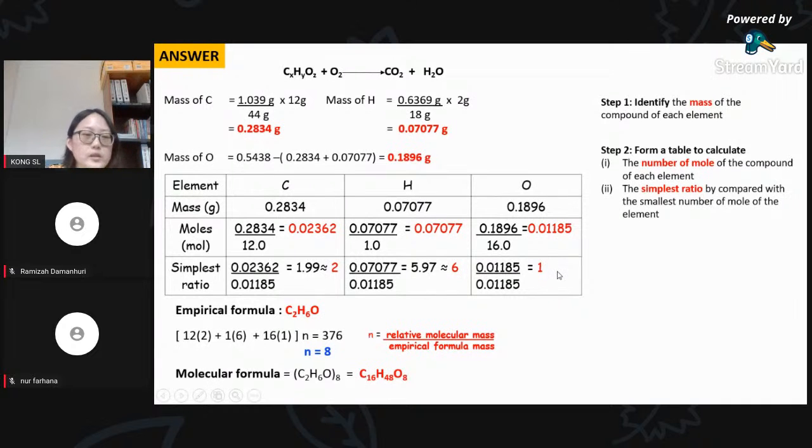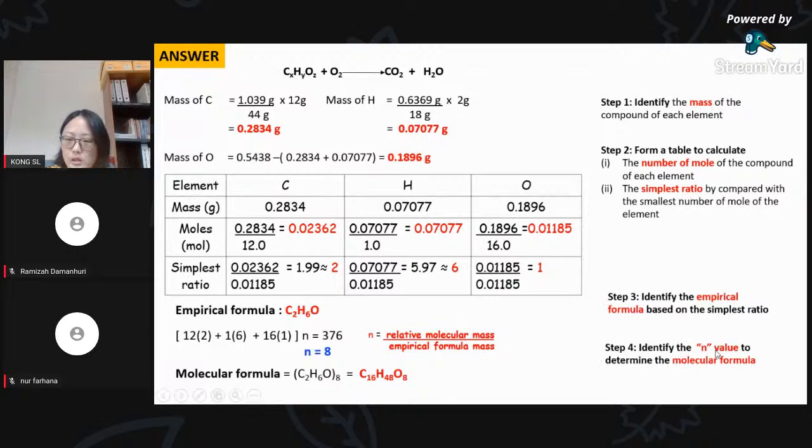The trick for this question is how to find the mass of oxygen. Sometimes you might see elements U, V, W, X, Y, Z. So don't panic. The steps are still the same. Identify the mass of each element, calculate the number of mole, find the simplest ratio, identify the empirical formula, and then find the n value by relative molecular mass over empirical formula mass. Okay, so this is part 2, chemical formula.